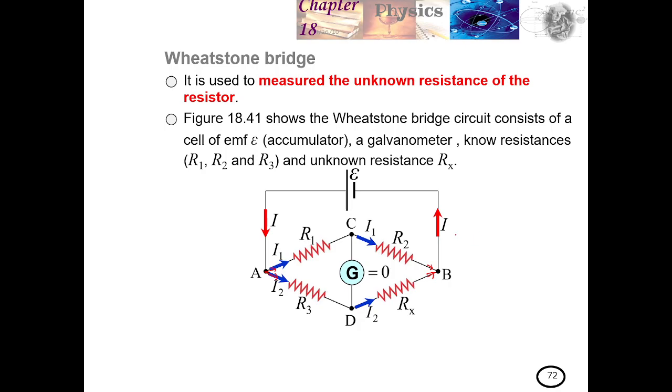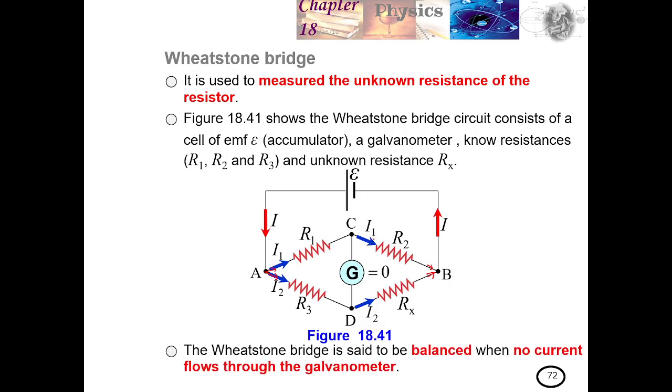One more important thing in the Wheatstone bridge: the meter between the two points C and D will show 0. It means that the potential difference between C and D is 0, so no current passes through and there is zero deflection on the galvanometer. The Wheatstone bridge is said to be balanced when no current flows through the galvanometer, so the potential difference between C and D is equal.